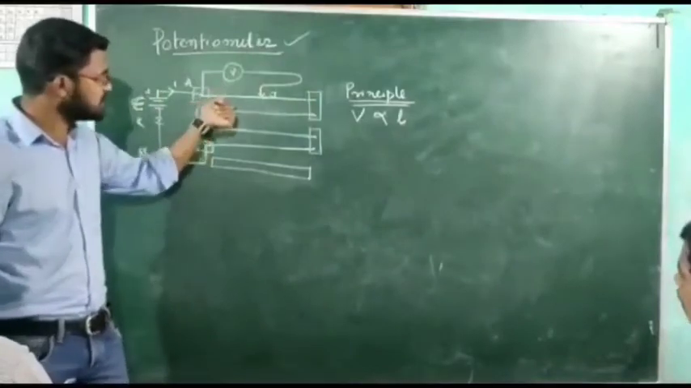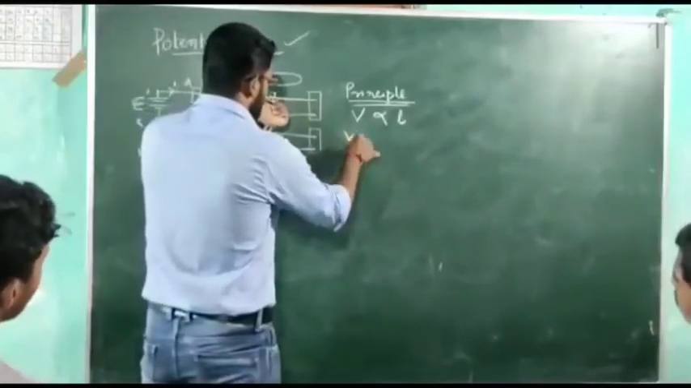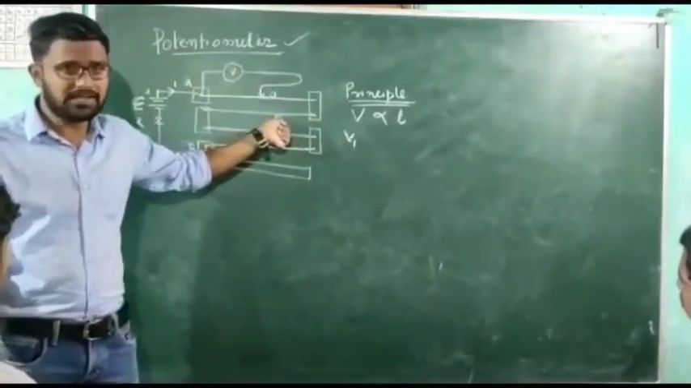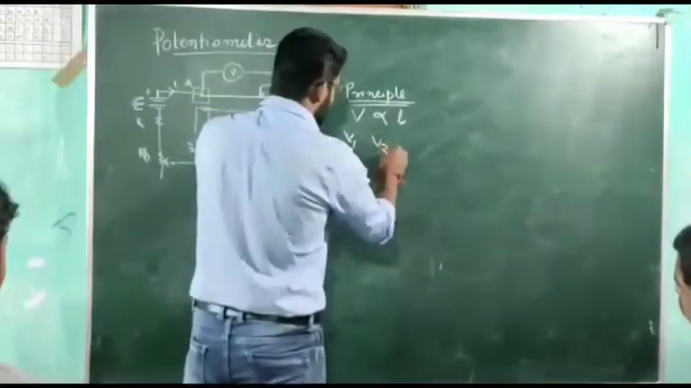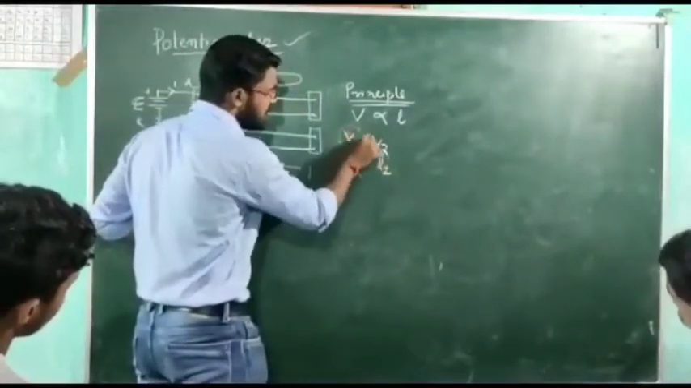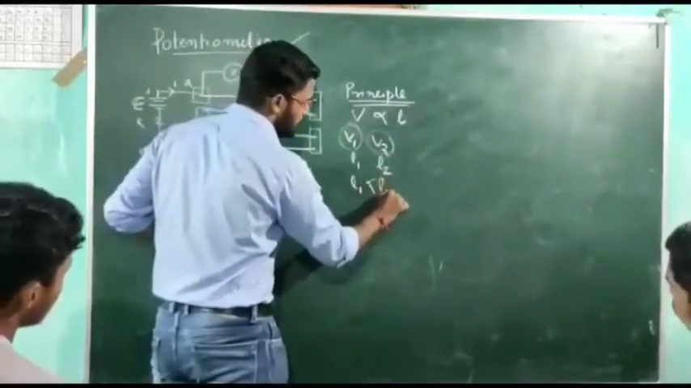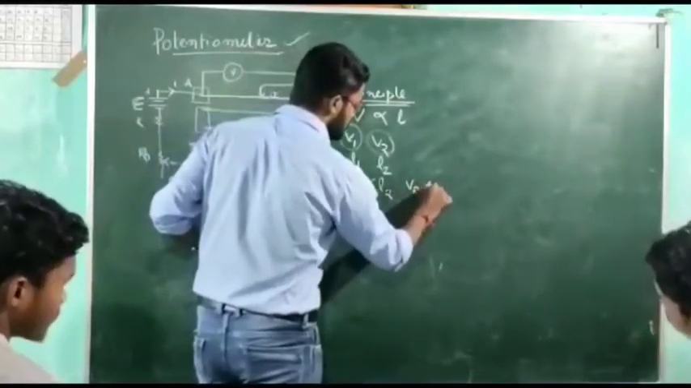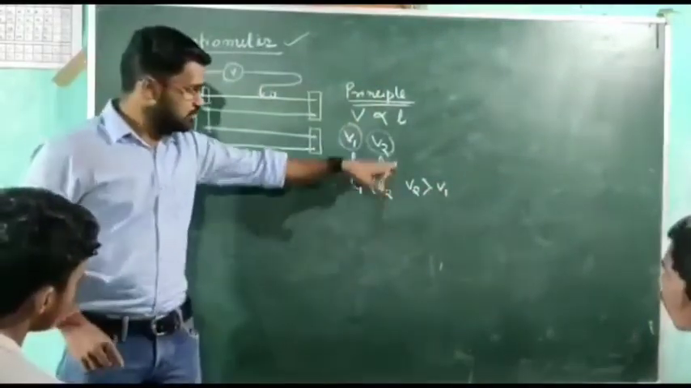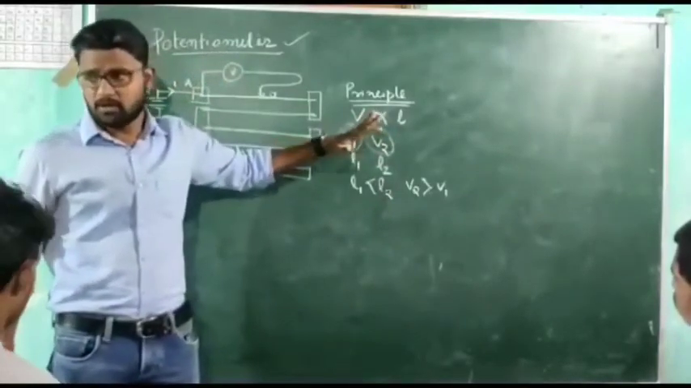If I measure the potential difference at this point, the potential difference will be something, suppose V1. Then I measure it somewhere here, where the length has increased, then the potential difference will be V2. If L1 and L2 are the lengths at which the potentials are V1 and V2, if L1 is less than L2 then obviously V2 is greater than V1. If L increases, then V also increases. This is a simple principle.